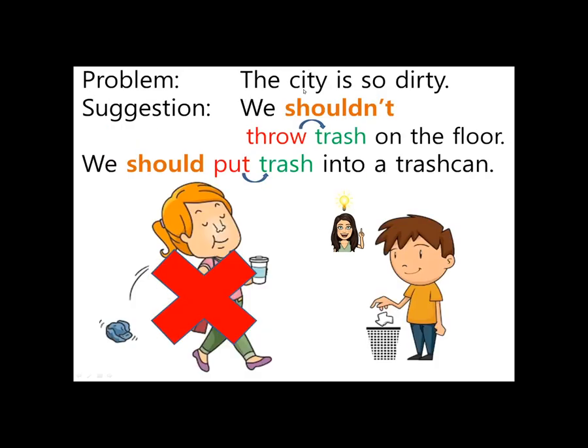Okay, problem. The city is so dirty. Suggestion, we shouldn't throw trash on the floor. We should put trash into a trash can. This is a trash can. Okay, so this is a good idea. We should. And this is a bad idea. Don't do this. We shouldn't. Okay? And here we have, don't forget, this is a transitive verb, and this is a transitive verb. And these are the object nouns.